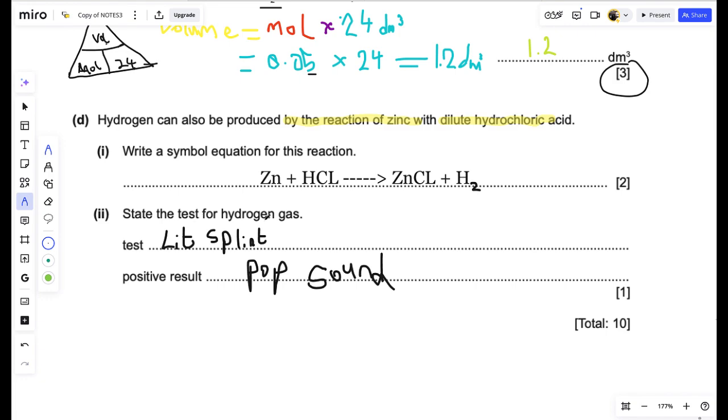Now it says state the test for hydrogen gas. For the test for hydrogen gas, you bring a lighted splint close to the gas, like a match or a lighter. It will go boom, making a pop sound. So the test is a lighted splint, and the positive result is a pop sound. Once you're able to do that, you get your 1 mark. Once you're able to write this equation, you get your 2 marks here. Is that okay? So that's that for this one.